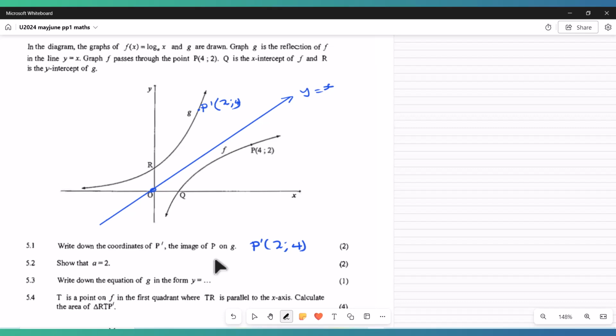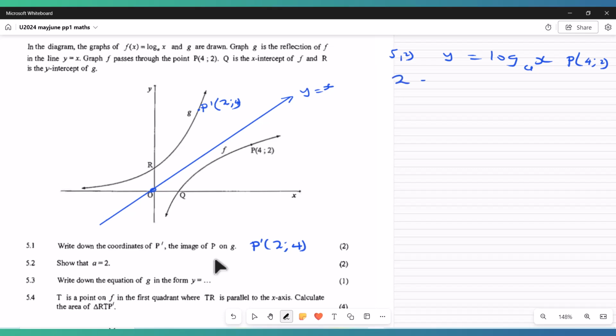Then show that a equals 2. Show that a equals 2. Now they gave us our f of x, which I can call y, equals log base a of x. As you can see, it's passing through point P. Now point P is what? It is (4, 2). So to get my a, I'm going to substitute. My y here is 2.